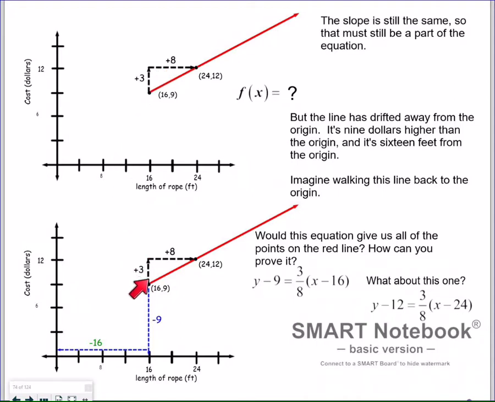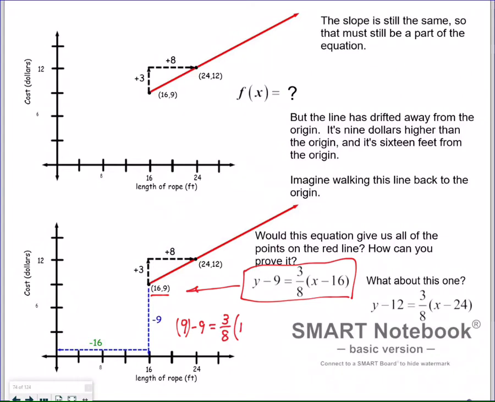The other perspective I'm taking is it appears as though this line has shifted away from its original home. So if I was to take this line and literally walk it home, I would have to drop the line down 9, so the y values would have to drop 9, and the x's, I would send back 16, so that the point (16, 9) has been shifted back home to the origin. Well, just to see what happens, I'm noticing that if I did y minus 9, that's moving the line down the 9, and then 3/8 times (x minus 16), that's moving the x's back 16. I wonder if this would be the equation, or an equation of the line.